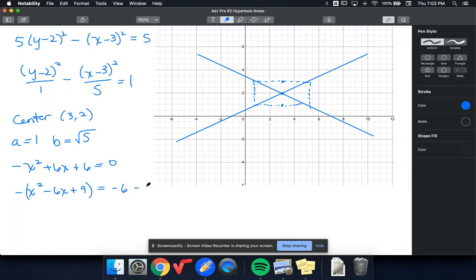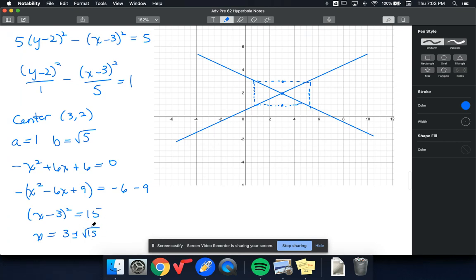Because I would also need to subtract 9. Oh, no, that's okay, because I have a negative over here. So I'm going to get x minus 3 squared. That negative 15 is going to get canceled out with that negative and just become positive 15. So 3 plus or minus root 15.